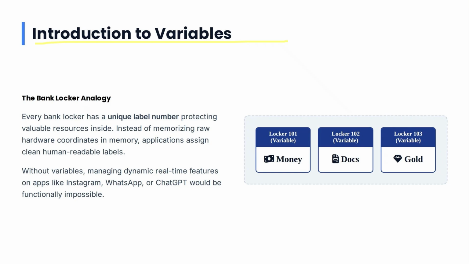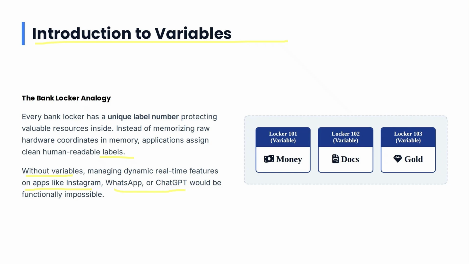The bank locker analogy. Every bank locker has a unique level number protecting valuable resources inside. Instead of memorizing raw hardware coordinates in memory, applicants assign clean, human-readable levels. Without variables, managing real-time features on apps like Instagram, WhatsApp, or ChatGPT would be functionally impossible.